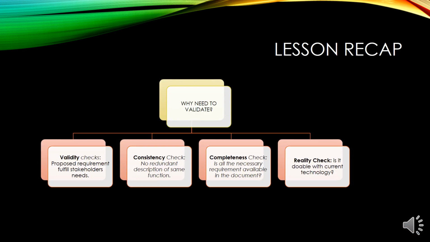As a lesson recap, last time we already learned why we need to validate. There are 4 reasons. First is the validity check, in which proposed requirements must fulfill stakeholders' needs. The second is the consistency check, in which we don't want any redundant description of the same function. Third is the completeness check: are all the necessary requirements available in the document? And finally, a reality check: is it doable with the current technology?